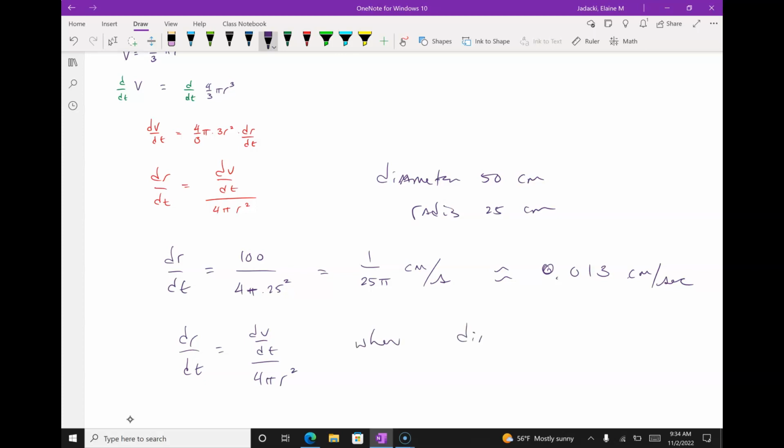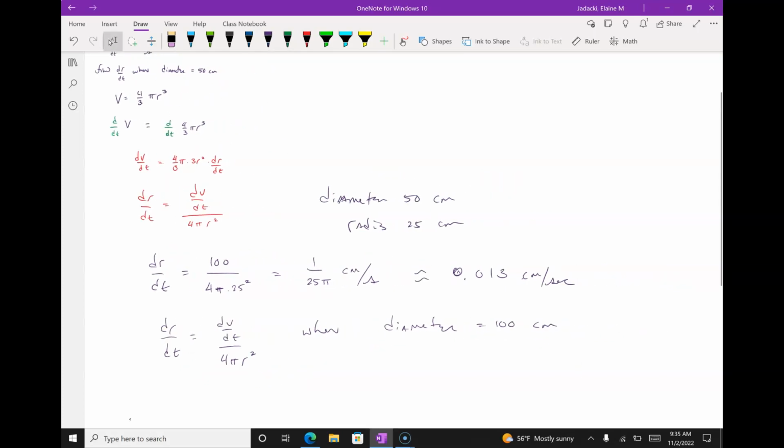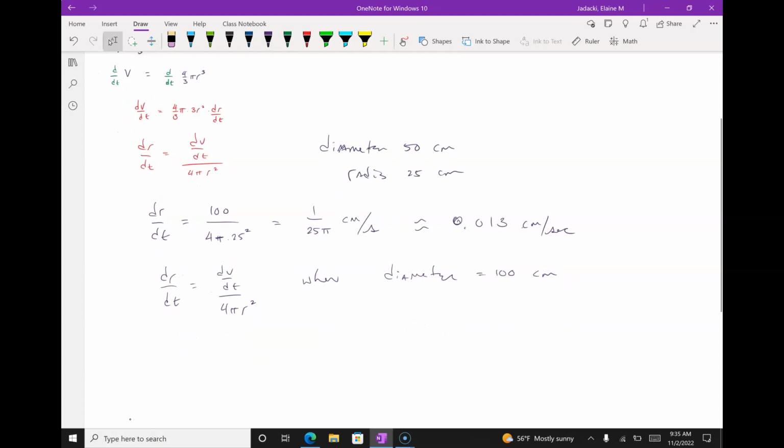So let's do when the diameter is 100 centimeters. Now what's my radius? 50 centimeters, correct? And what's dR/dt now? It's still 100 divided by 4 times pi times 50 squared.